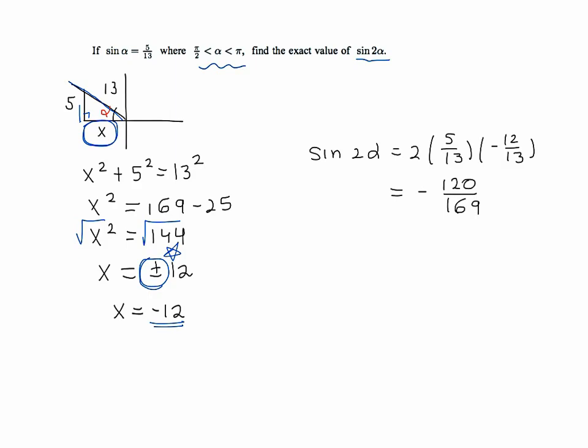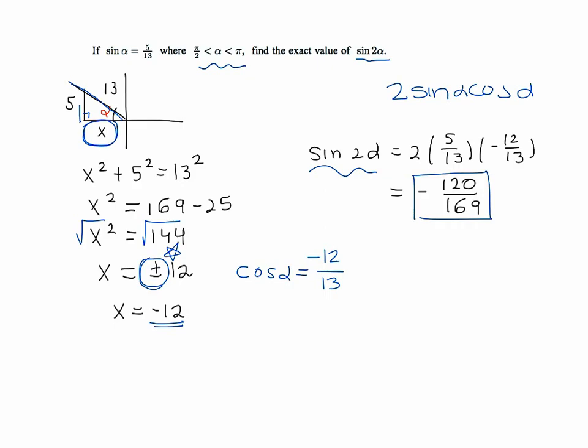To find the sine of 2 alpha, sine of 2 alpha is 2 sine of alpha times cosine of alpha. So you get 2 times sine of alpha, which is given as 5 over 13, and cosine of alpha is equal to adjacent over hypotenuse, and adjacent is negative 12 over 13. So plug negative 12 over 13. Simplifying, you get 2 times 5 is 10, 10 times 12, that's 120, all over 13 squared, 169. So answer should be negative 120 over 169.